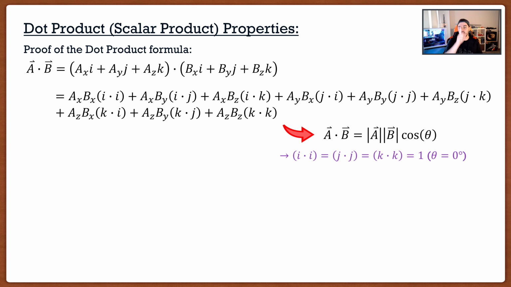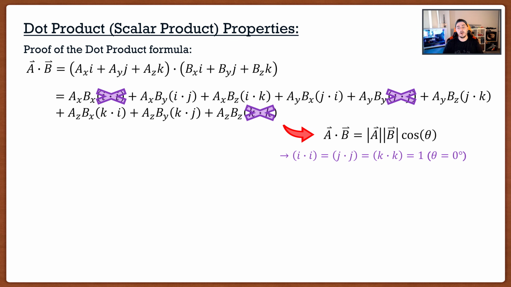If I were to take the y-axis going up and try and find the angle with the y-axis, well, they're the exact same. So of course the angle between them is going to be 0. Cosine of 0 is equal to 1. Therefore, anything where we got i dot i or j dot j or k dot k, we know it's going to be equal to 1. So we can take out those three components right off the bat.